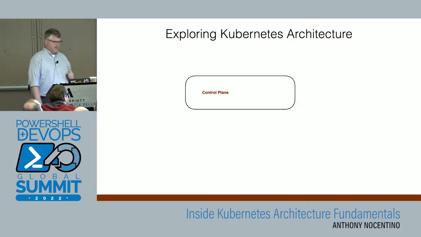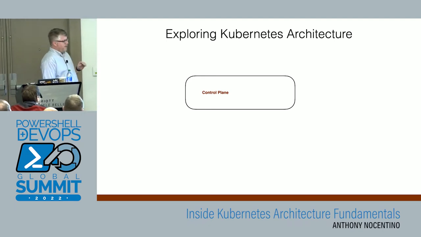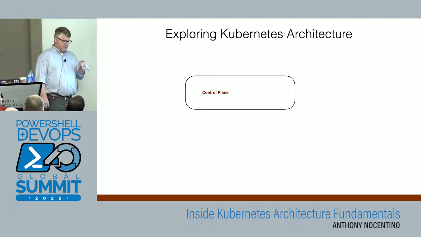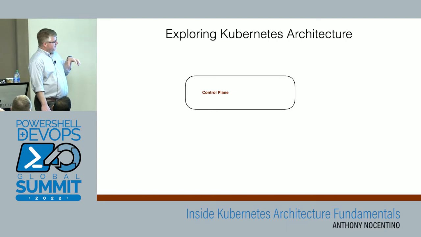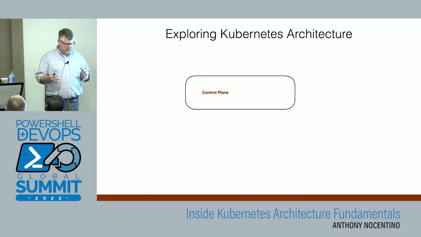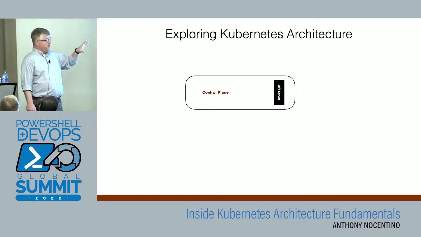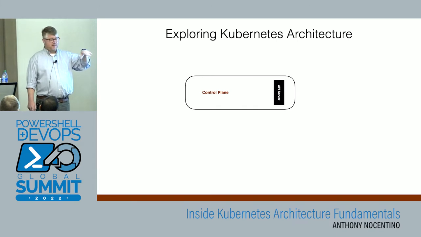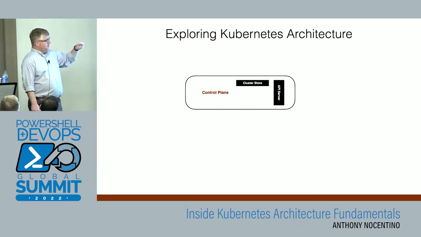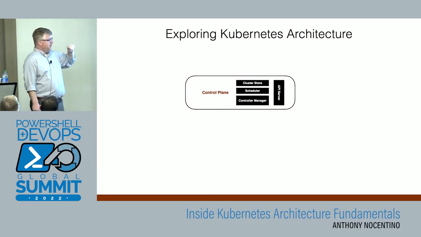And so when we're talking about Kubernetes, we have this thing called a control plane. That's kind of the mechanism that coordinates the work inside of a cluster. And there's four primary elements of this thing that is the control plane: the API server, the cluster data store, the scheduler, and the controller manager. Sorry if that's a little tiny in the back.